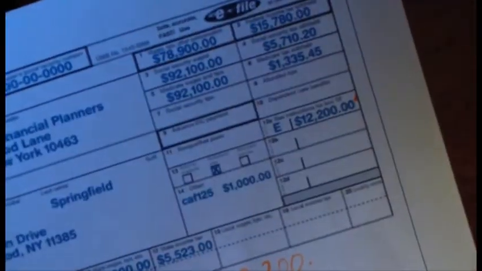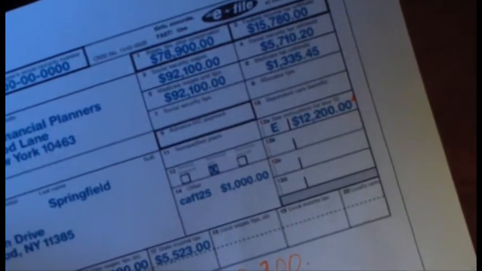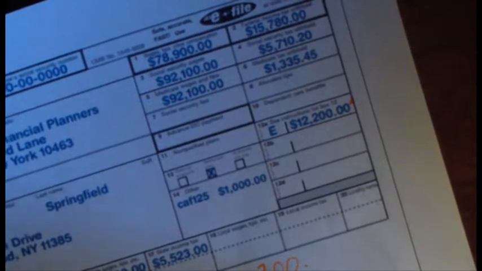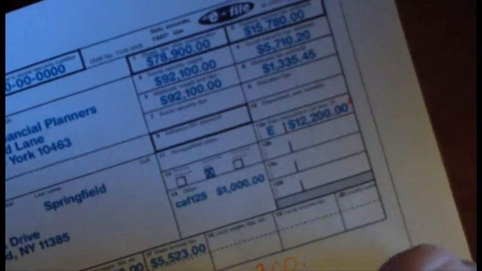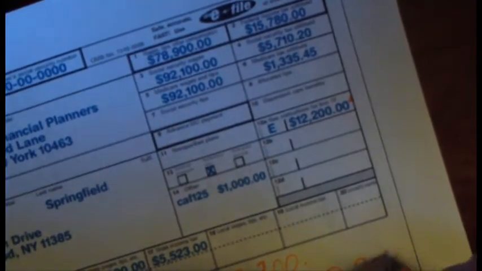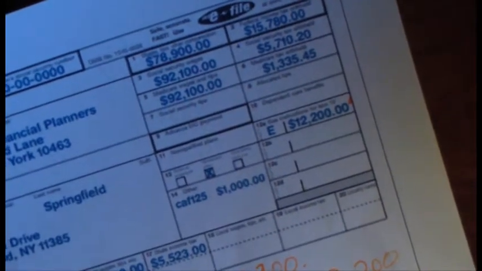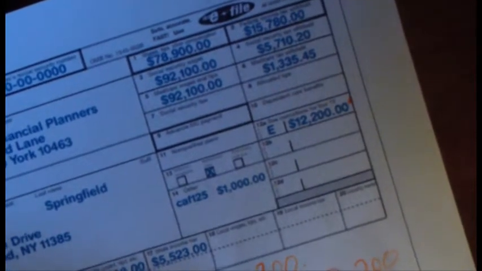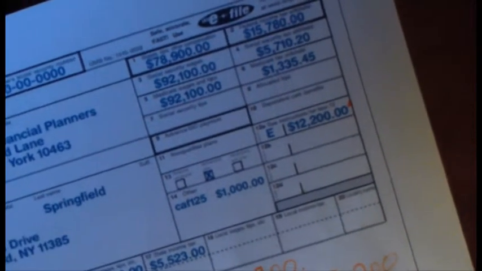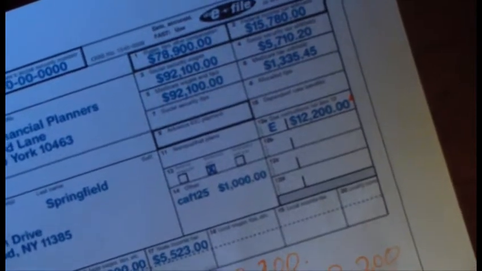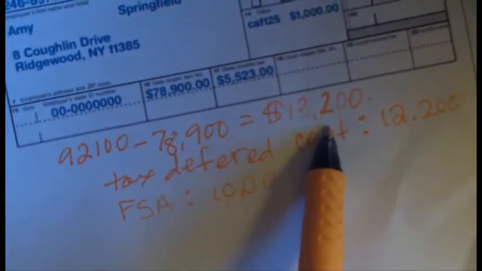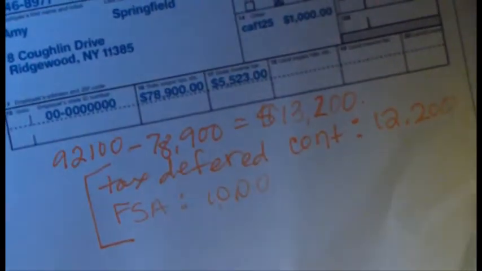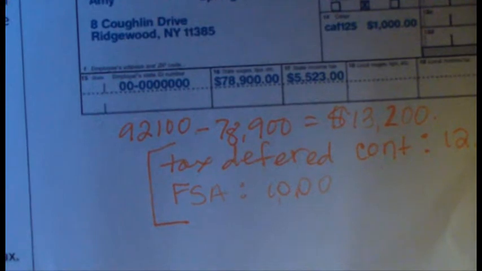So she's got tax-deferred contributions of $12,200, and FSA for $1,000. And you'll notice $1,000 plus $12,200 is $13,200. So that's where the difference in the wages comes from. It's because of her deductions.